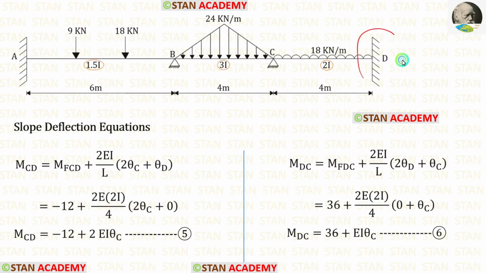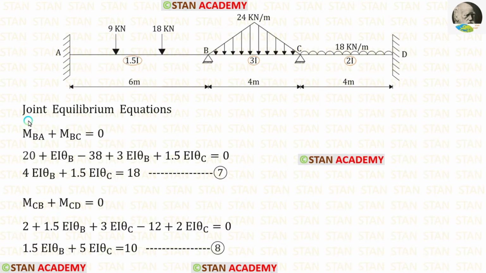At point D, there is a fixed support. In the fixed support, there will be no slope. So theta D will be 0. Finally, in the span CD, we have made two equations. Now let us make the joint equilibrium equations.